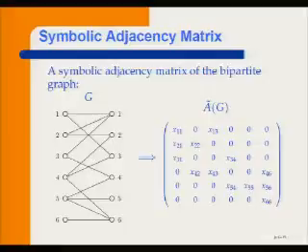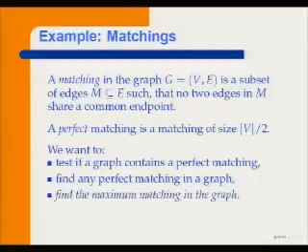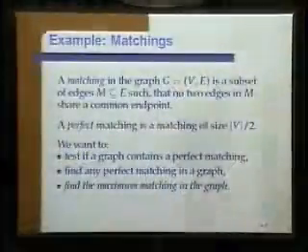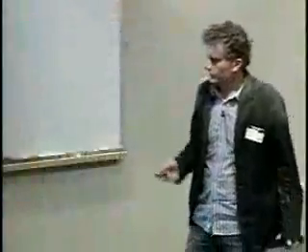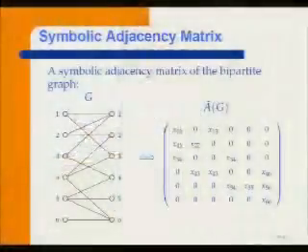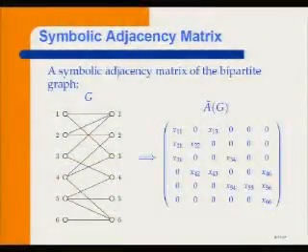What is the difference between perfect and maximum matching? Maximum matching is the matching which has the maximum number of edges, and a perfect matching is a matching that matches every vertex. I'm sorry, I should have said it. Is it a bipartite graph or a general graph? General graph. So this is a general graph. The example here is for a bipartite graph.